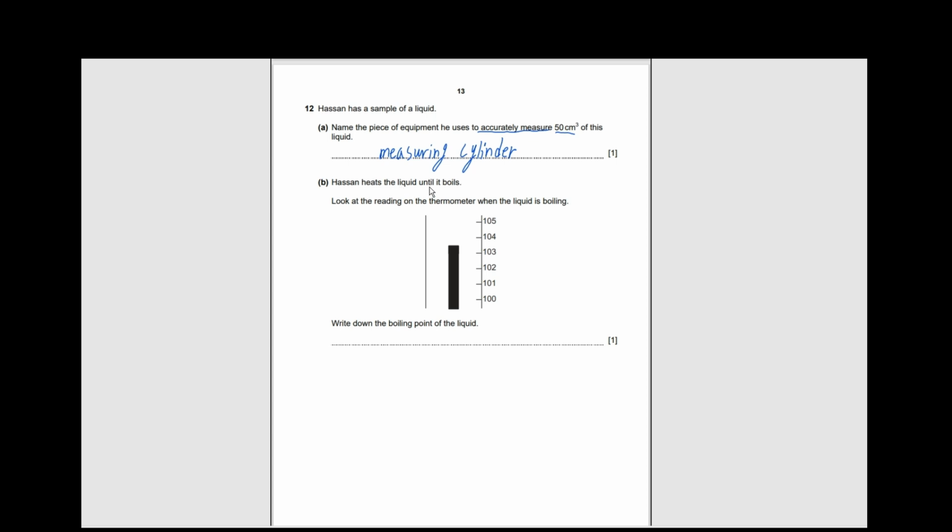Hassan heats the liquid until it boils. Look at the reading on the thermometer when the liquid is boiling. Write down the boiling point of the liquid. It's between 100 and 104. Can we say 103.5? We just have to write it. It's my estimation, but yeah, it's correct. 103.5. Moving on.